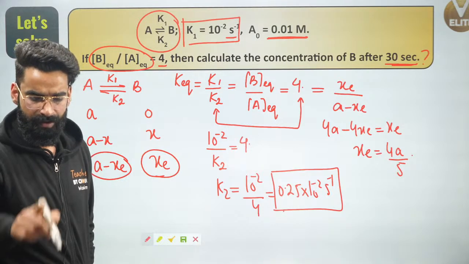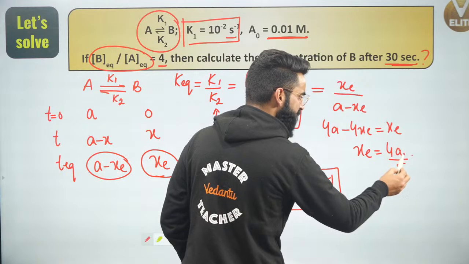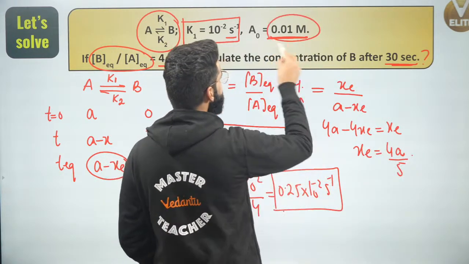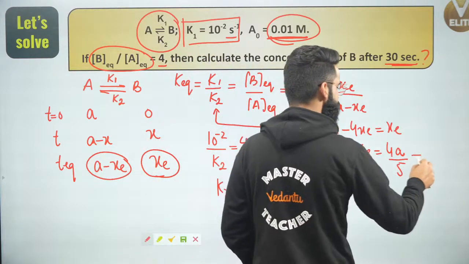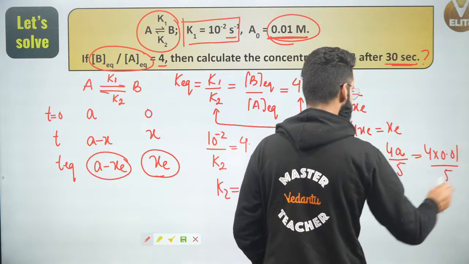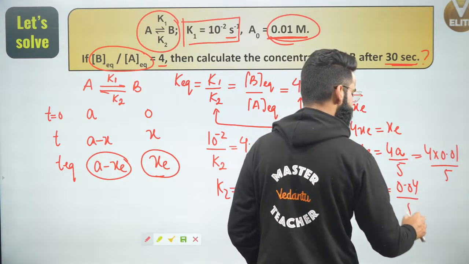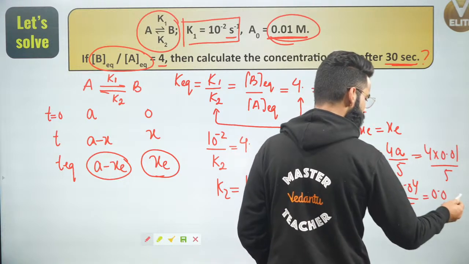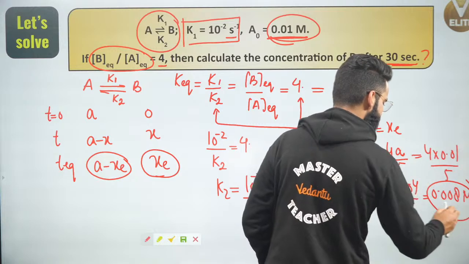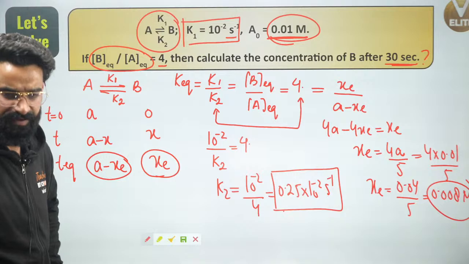Now people, understand, what is this A? A is what I call the initial moles of reactant, or I call this the initial concentration of reactant. Initial concentration of reactant is given as 0.01. So I got 4 multiplied by 0.01 divided by 5, or I'll get the value of Xe right here as 0.04 divided by 5, which is simply going to be 0.008. This is the value of Xe at equilibrium. These are the moles of products which have got formed at equilibrium.